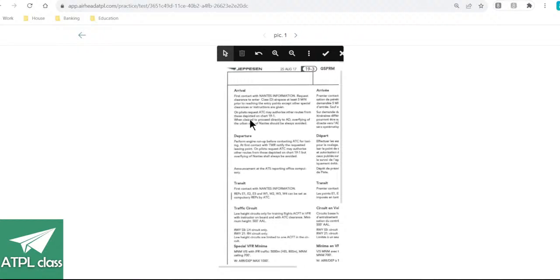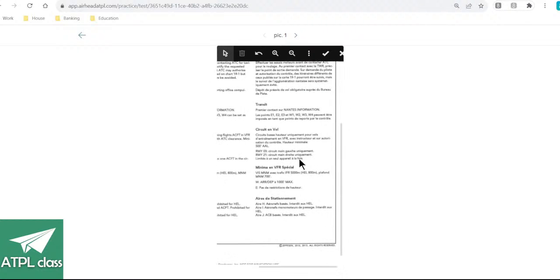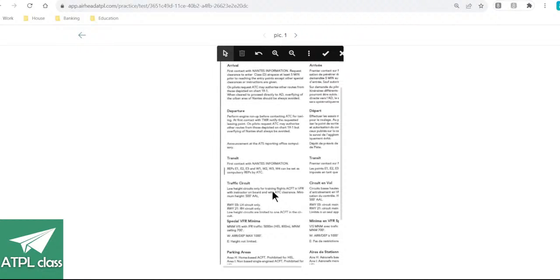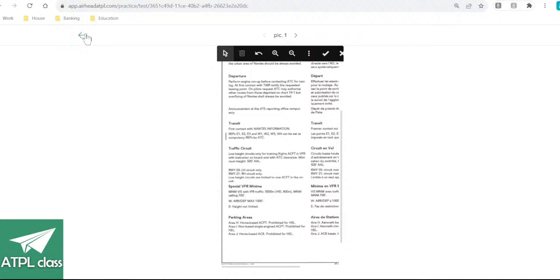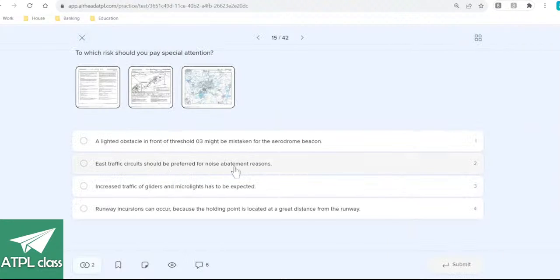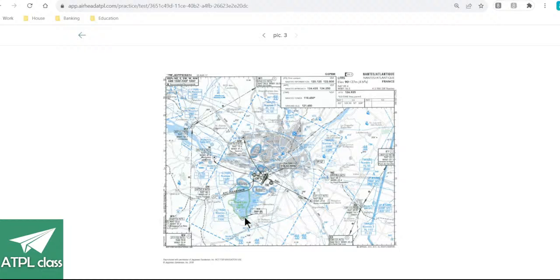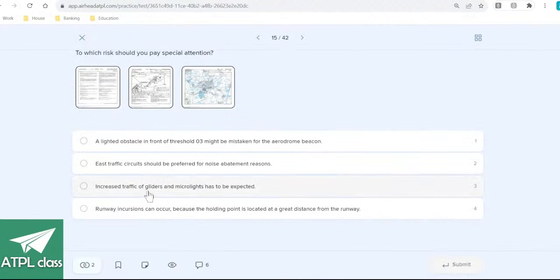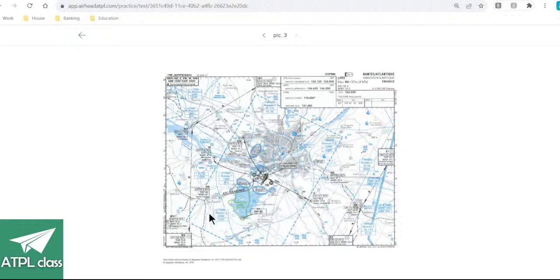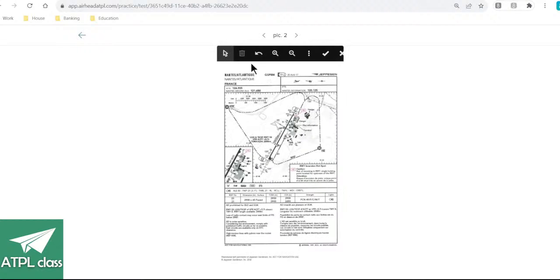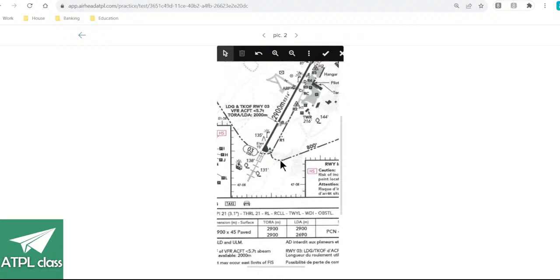First contact with Nantes, departure, traffic circuit, special considerations, engine run-ups, transit, first low height circuits only for training aircraft and VFR, special VFR minima. Okay, so east traffic circuits should be preferred for noise abatement reasons. Ground low areas on the approach to runway 03. It's just quite weird. Increased traffic of gliders and microlights has to be expected. Why would that have to be expected? Runway incursions can occur because a holding point is located at a great distance from the runway. The holding point isn't that long a distance from the runway, so I don't think it's that.